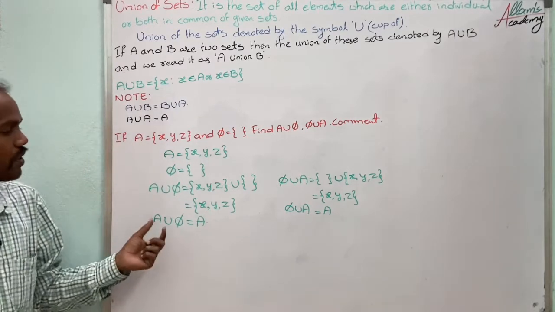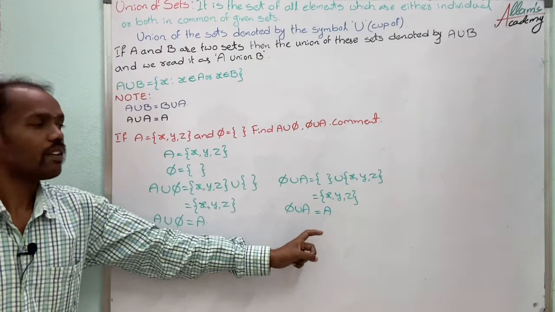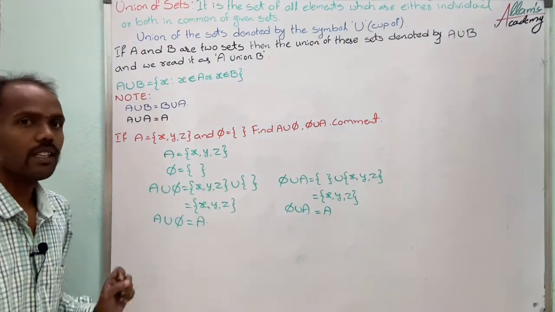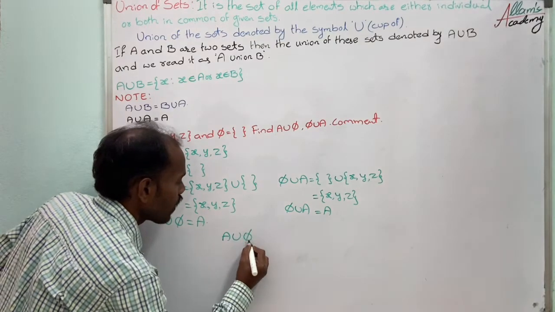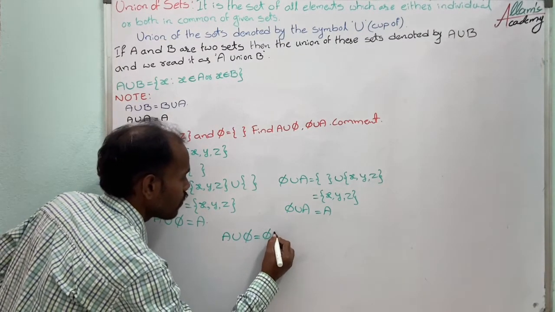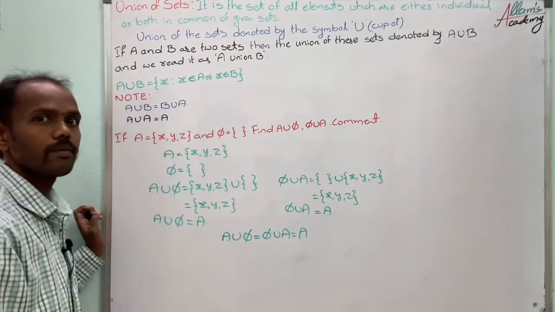So if we find A union phi and phi union A, we get the same result, A only. So we conclude that A union phi equal to phi union A equal to A.